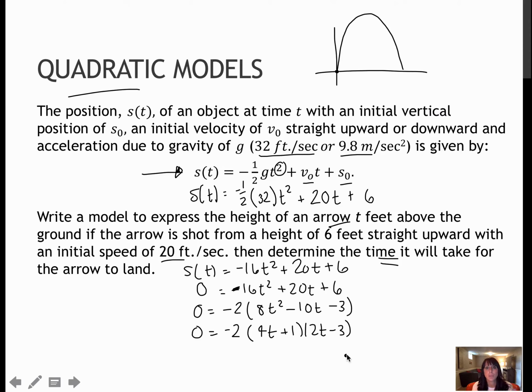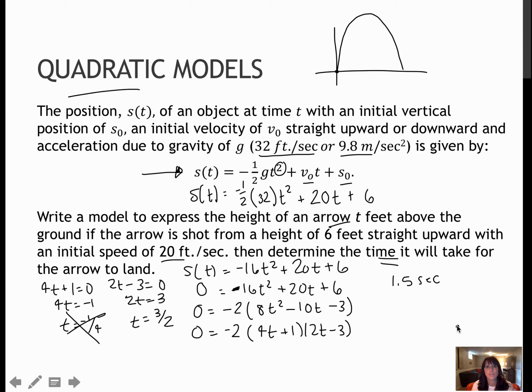Now, I'm trying to determine the time, so I'm going to take each of those and set them equal to 0. So this gives me that t is -1/4. And this one gives me that t is 3/2. Of course, I'm looking for a positive value because I'm dealing with time. This one does not make sense. So the time it would take for the arrow to land is 1.5 seconds, or 3/2 of a second, which is 1.5.